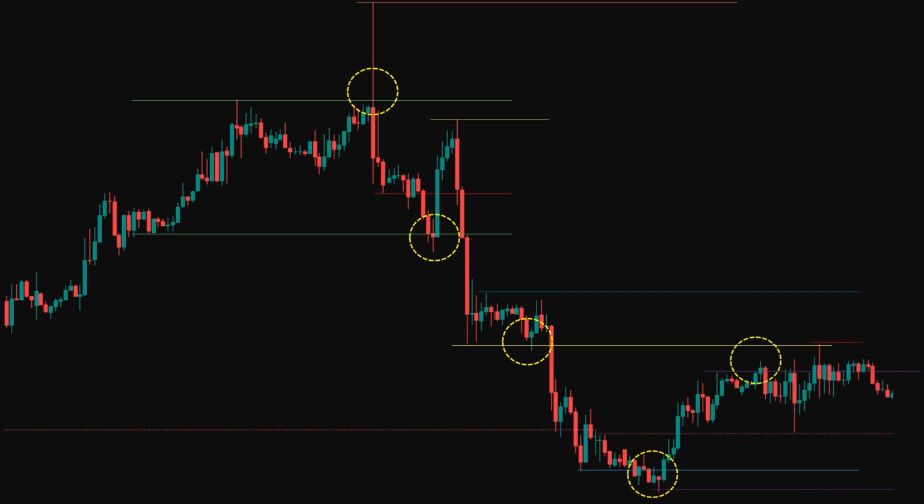Once these levels are marked, your job as a trader is to observe how the market reacts after taking out these key points. Watch carefully. How does the market behave when it hits a prior day low? Or a prior week high?